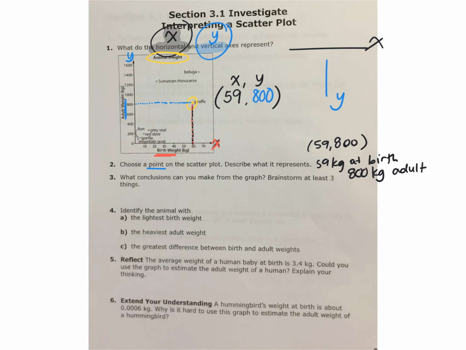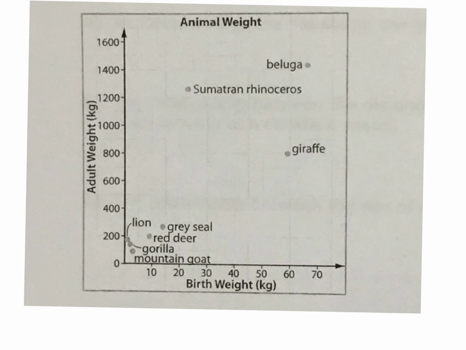Okay? So some of you are having a discussion about which animal is the smallest when it's born, which is the question they're asking me for number 4A. Which animal has the lightest birth weight? Remember, birth weight is on the X-axis. So I have to figure out which animal is the smallest at birth. Raise your hand if you think it's the lion. You're correct. Why? Look here. X-axis. How much does a lion weigh at birth?